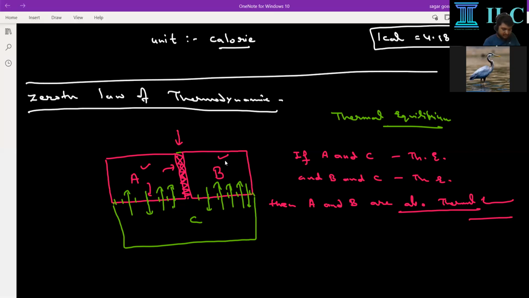No, I understand. I'm just writing it down. Okay, so what do you mean by the zeroth law of thermodynamics? If A and C are in thermal equilibrium and B and C are in thermal equilibrium, A and B are also in thermal equilibrium.